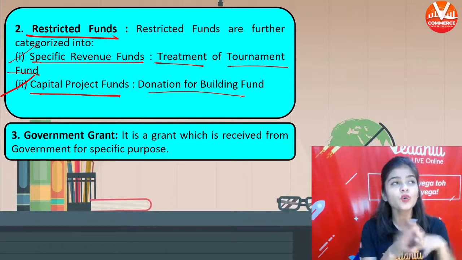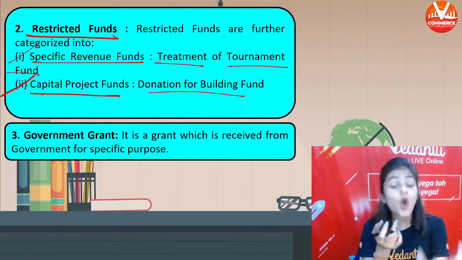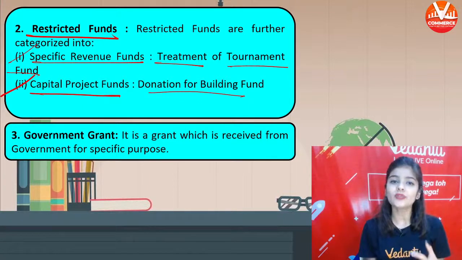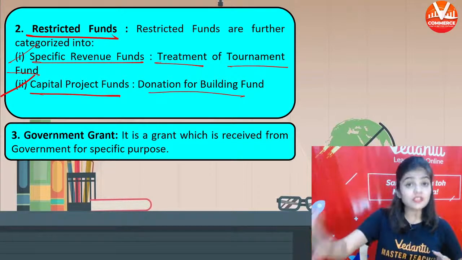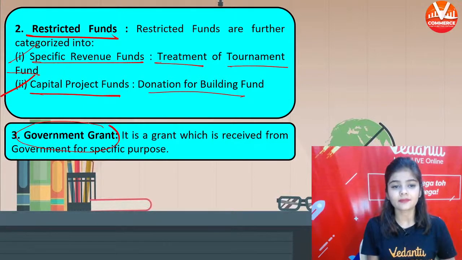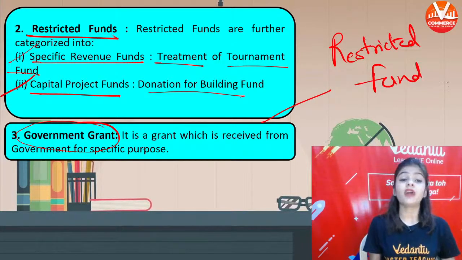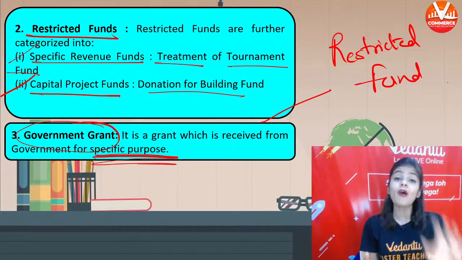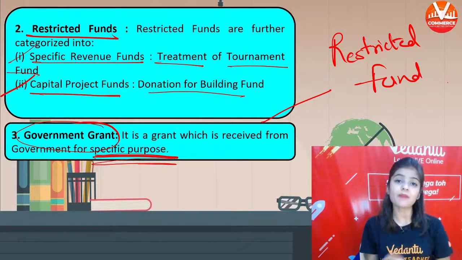Now, I told you in the restricted fund that the examples are annuity fund, prize fund, and government grant is also a specific fund, also a restricted fund. जो गवर्नमेंट ग्रांट होती है दैट इज ऑल्सो रिस्ट्रिक्टेड फंड. अगर आपको गवर्नमेंट से पैसा मिलता है फॉर सम स्पेसिफिक पर्पस, दैट इज नोन एज गवर्नमेंट ग्रांट. This is also restricted fund because it is received for a specific purpose. You are receiving money from government for a specific purpose. So government grant is one of the examples of restricted fund.